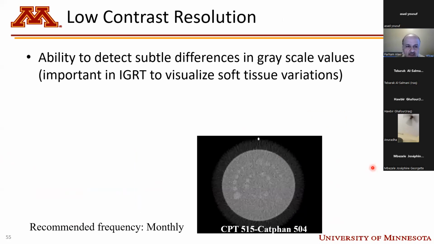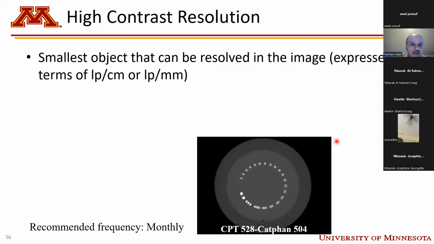Low contrast resolution, again, is the ability to detect subtle differences in grayscale value. This is important for soft tissue visualization, which we often need to do for image guidance. Again, this is the same phantom, different module, and it's very hard to see, but there are actually low contrast circles in here. And this is a screen capture. It doesn't show very well. Usually it's better than this on the console. So we basically get a number of the circles that we can detect and record those.